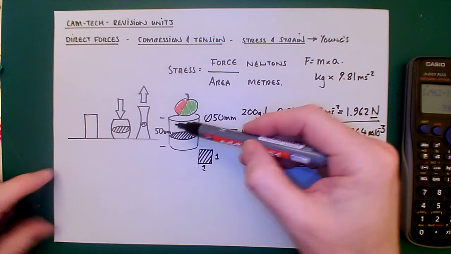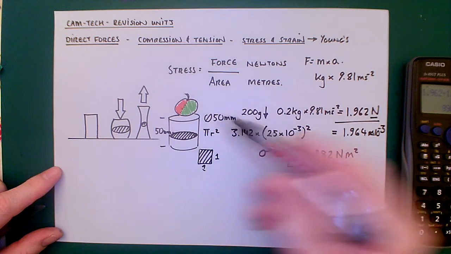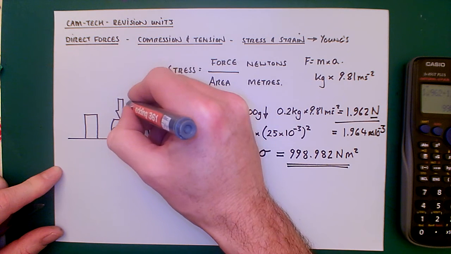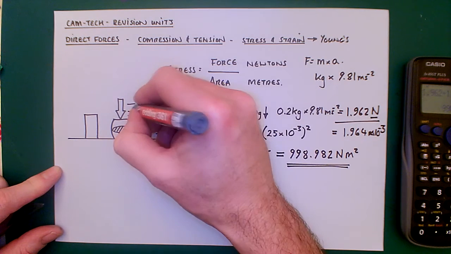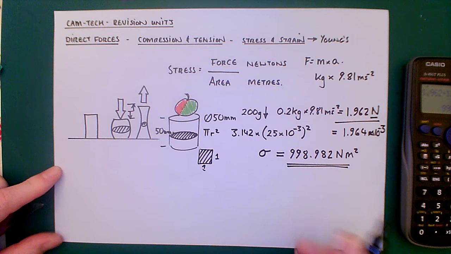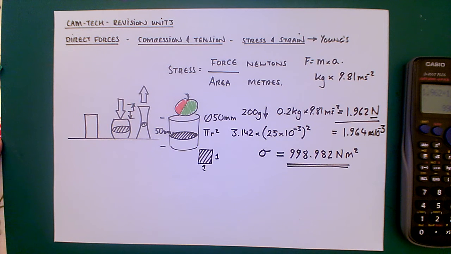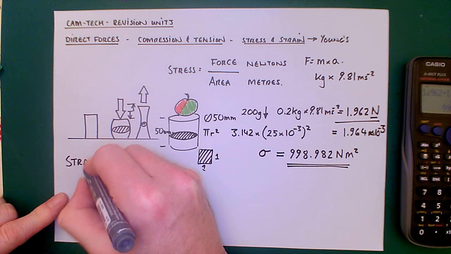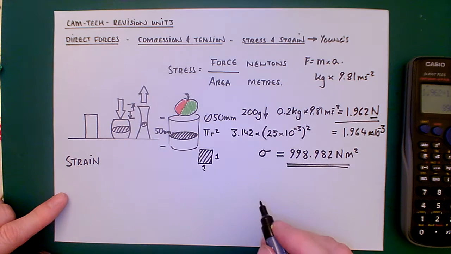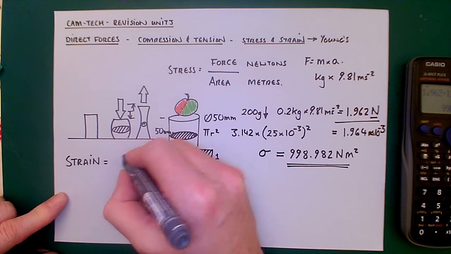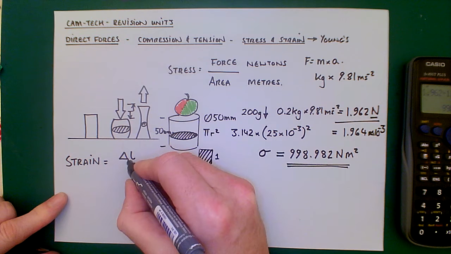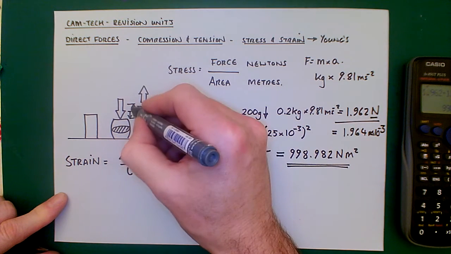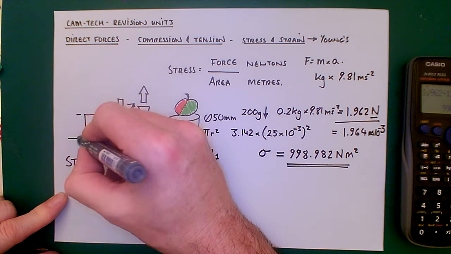Now, while the object or the shape is experiencing stress, it's also changing its length. It's becoming either shorter or longer. And it's this change in length that allows us to calculate a value for the strain that the material is experiencing. And the strain is the change in length, delta meaning change, over the original length. So here we have a change in length, and here we have an original length.